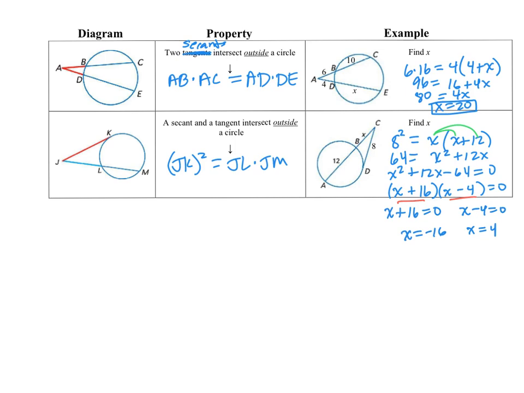But in context with this problem, what does x represent? X represents the measure of a segment. And in Euclidean geometry, we have the ruler postulate that tells us that the measure of every segment has to be a positive number. So even though negative 16 is a valid algebraic solution, it doesn't make sense in context with this problem. So we will just take our last example, x equals 4.